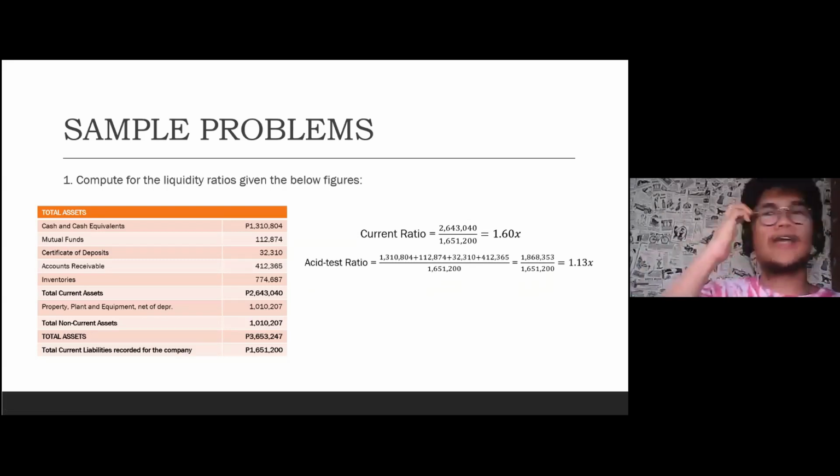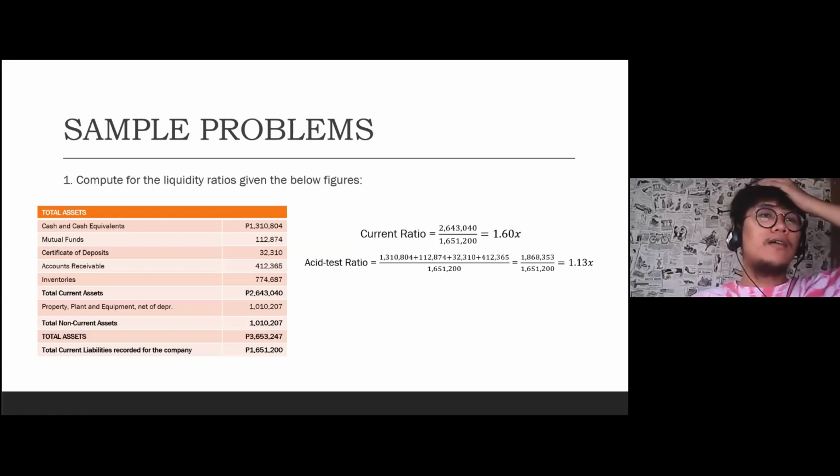All right. So your acid test ratio is 1.13 times. Okay? So ibig sabihin, the company has more than enough quick assets to cover up the company's current liabilities. Same decision criteria with your current ratio. So if your acid test ratio is greater than 1, the company has more than enough quick assets to cover up the company's current liability.